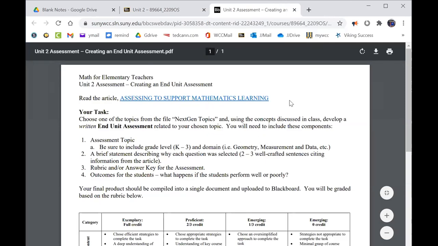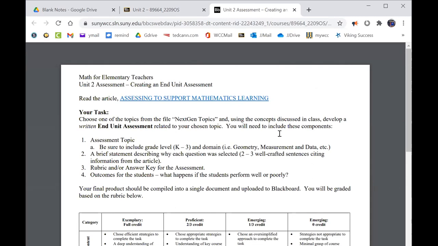First, you start off by reading the article and then choose one of the topics from the Next Gen topics list that you're familiar with, that we used for the first assessment. That was designing an activity. Right. Indicate the grade level and the domain, whether it's geometry, measurement, data, and so on. A brief statement explaining why each question was selected.